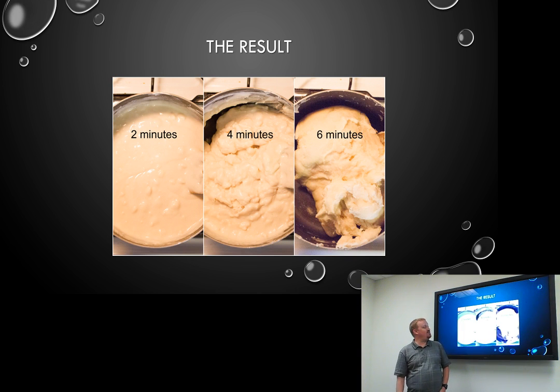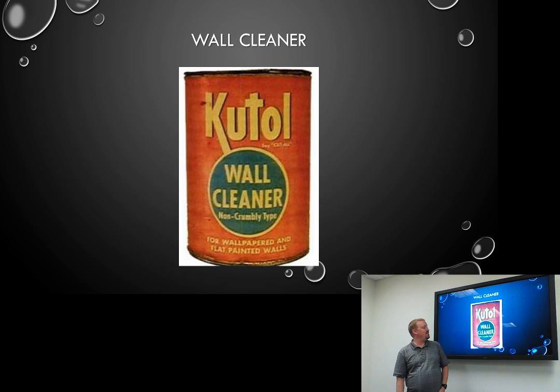Absolutely fantastic. And so they decided to go to market with this. They call it Kutol Wall Cleaner, the non-crumbly type, for wallpapered and flat painted walls. Now, things go good for quite a while because this stuff is selling really, really well. They came up with the idea, they made it, it works great, and for a few decades it's actually a really good seller.